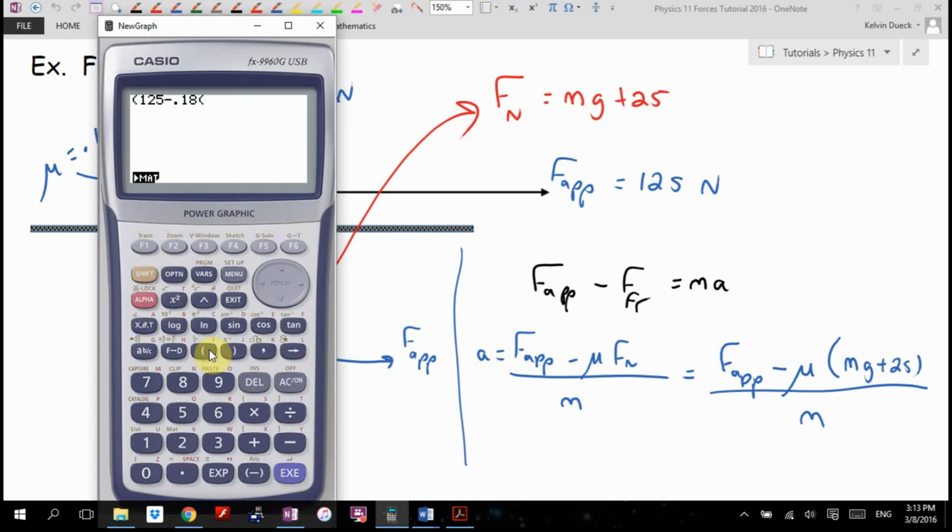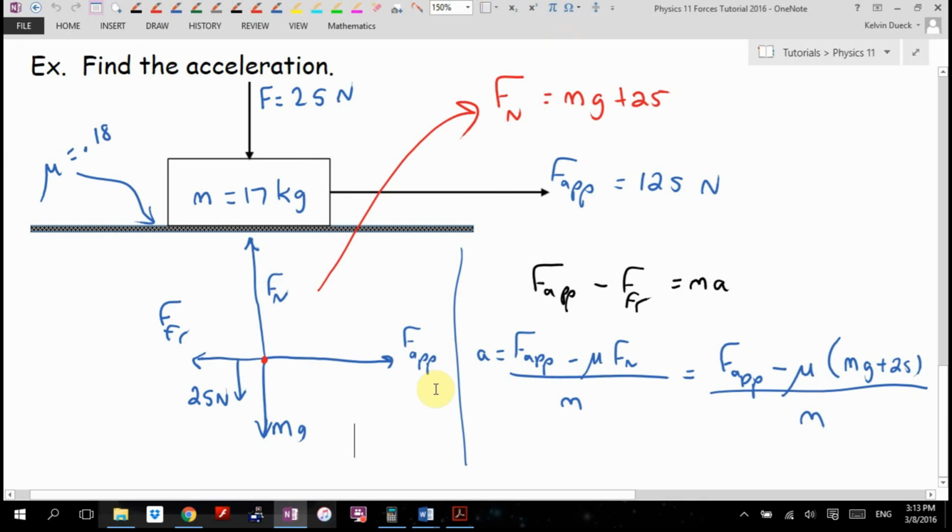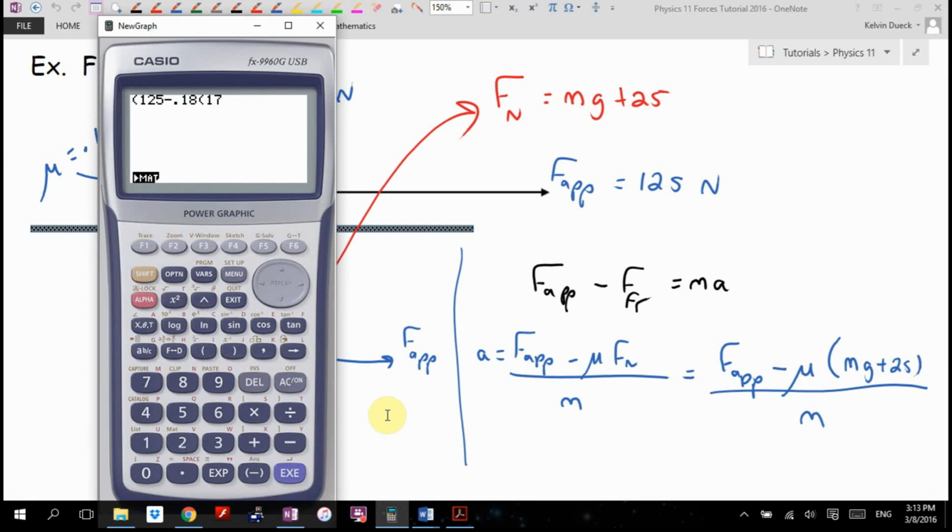And then I guess I can go M. What was M? 17. Oh yeah, I took your age for some reason. 17 times 9.8 plus 25. You could go 17 bracket, 9.8. Too many brackets to track. On my calculator, I only use brackets to group things, but to show times, I use times. It's way easier to read.